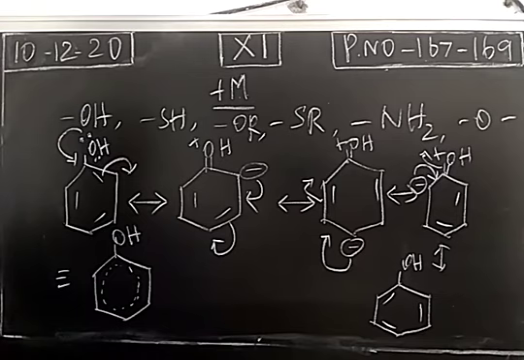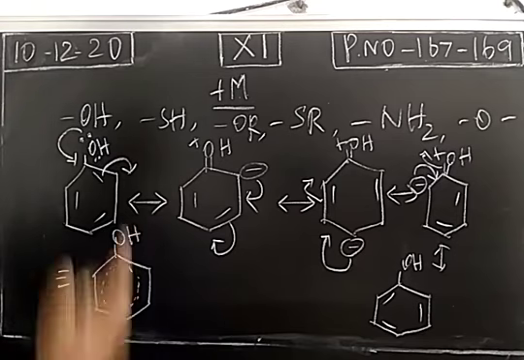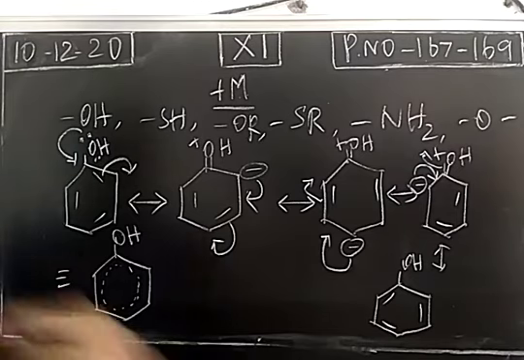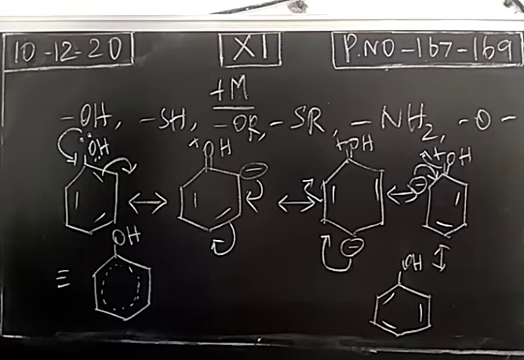And phenol is acidic in nature. The nature of phenol is acidic because the hydrogen can easily leave as H+. Comparing with phenol, the phenoxide ion is more stable due to resonance. So hydrogen can easily leave as H+. So the phenoxide ion is stabilized by resonance, so phenol is acidic in nature.